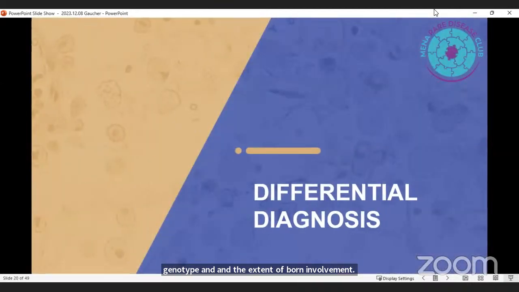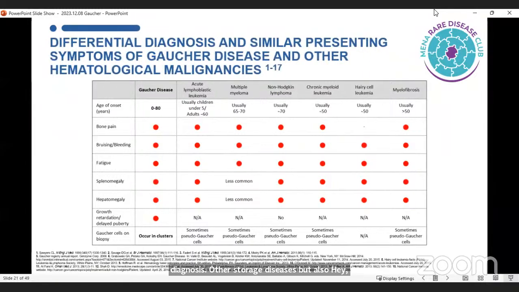Okay, differential diagnosis. Two main differential diagnoses: other storage diseases, but also hematological malignancies. If you look at it, bone pain and bruising because of thrombocytopenia, fatigue because of the anemia, hepatosplenomegaly, growth retardation, all these features, the first thing you will think about is malignancies, right? Leukemia, lymphoma, multiple myeloma, and this is true. They have similar features, especially with other adult onset manifestations.